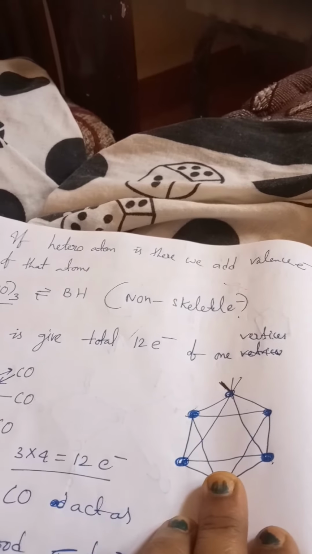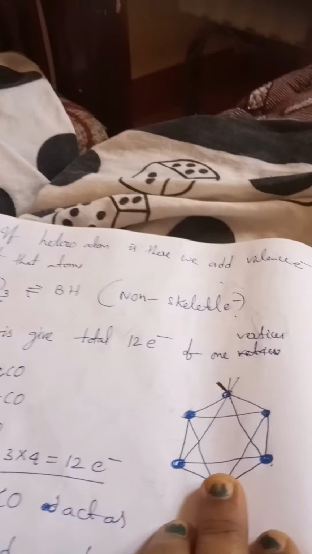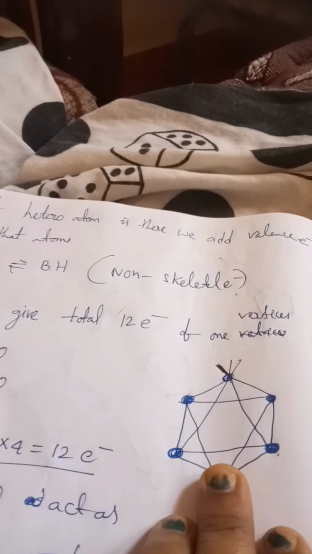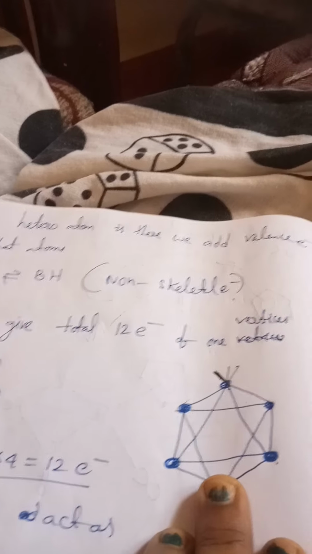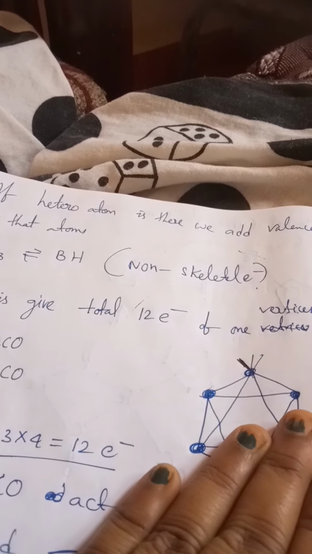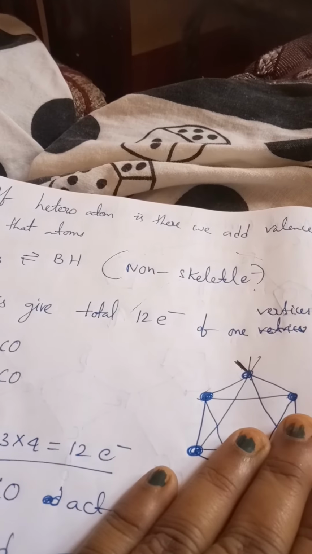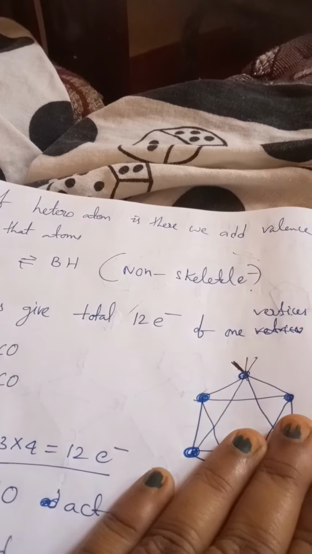If you remove one vertex from the parent closo structure, how many metal atoms do we get? 5. So this type of structure is called nido. It is explained in Wade's rules also. Again, if you remove one more vertex, how many metal atoms do we get? 4 metal atoms. So this type of structure we call arachno. One example of a nido structure is Ni5(CO)12 2-.